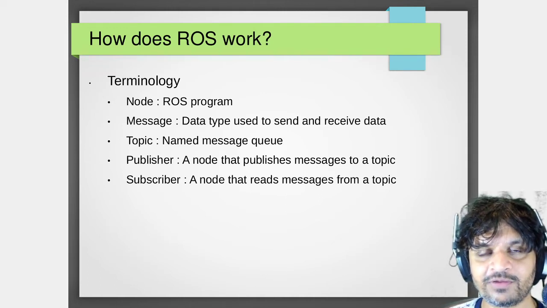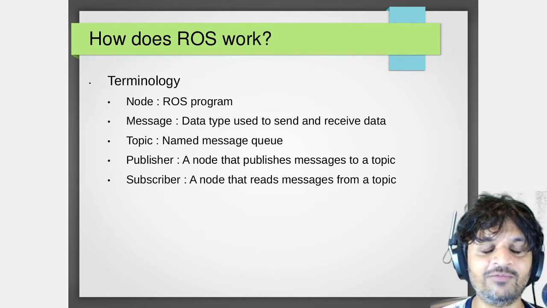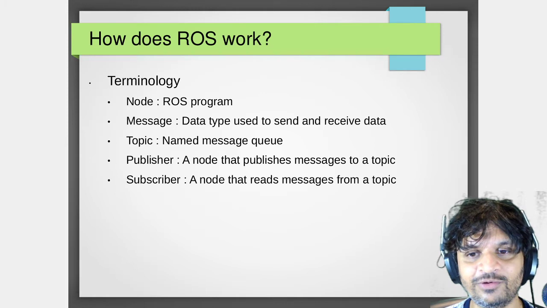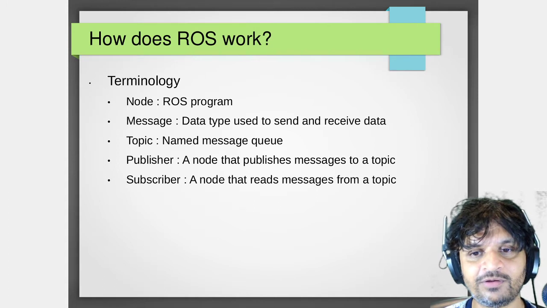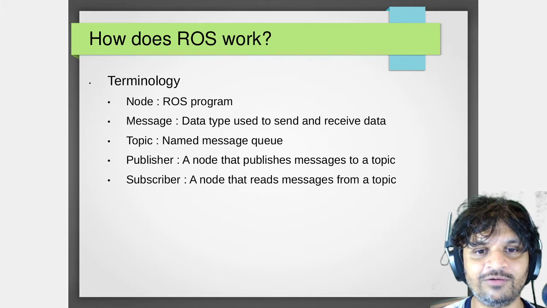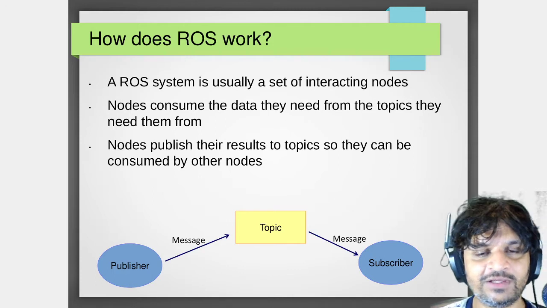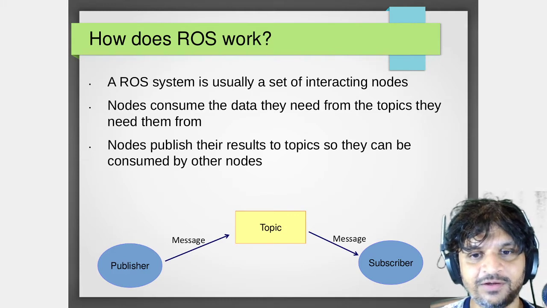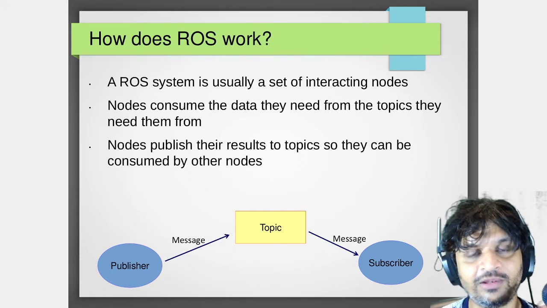You've got publishers, which are nodes that publish messages to a topic, and subscribers, which are nodes that read messages from a topic. Now, most commonly, your nodes are going to be both publishers and subscribers. So if they're meant to process some data and produce some output, they're going to read their data from some topic, which means they're going to be subscribers, and they're going to publish their output to some other topic, which means they're going to be publishers. So yeah, a ROS system generally just is a system of interacting nodes, right? So these nodes, they just either publish things to topics or subscribe to topics to read things, okay?